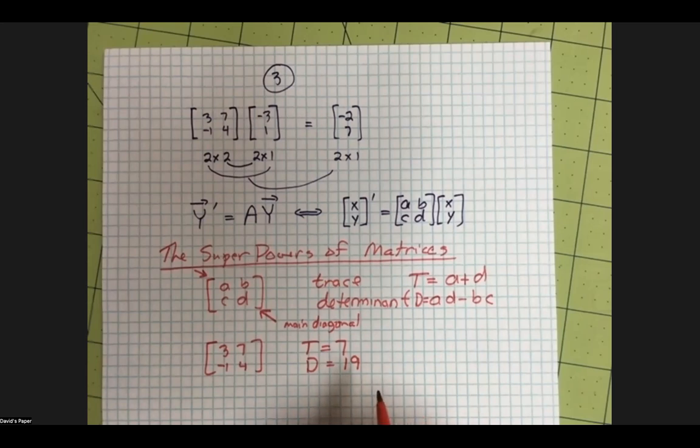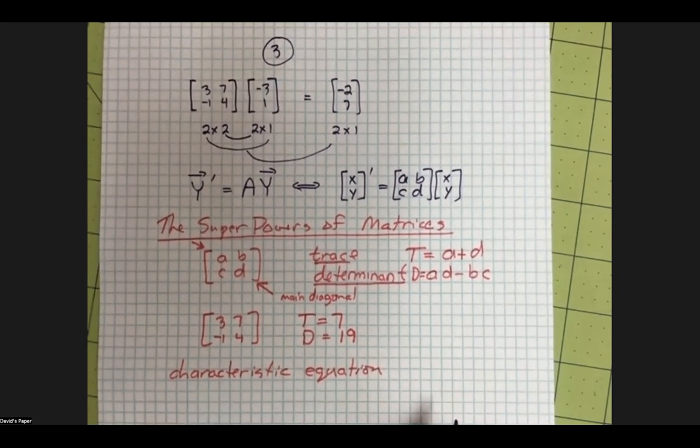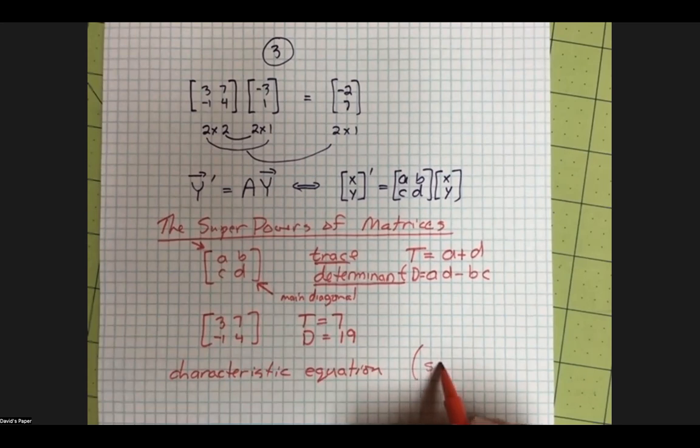Now, there are other cool things about matrices we want to know, and I could list several, but the next one that comes to mind is the characteristic equation. Every square matrix has its own characteristic equation. And remember, I'm only talking about square matrices right here. If the matrix was not a square matrix, if it was rectangular, if it was 3x4, then it doesn't have a trace or a determinant properly.